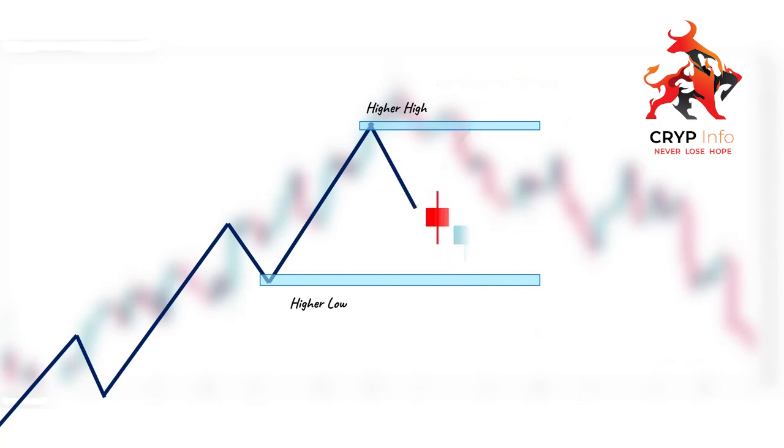The key point is that a break of structure is valid even if a shadow breaks above the previous structure level. But for a change of character, we certainly need a candlestick to break and close below the previous market structure. Now that we discussed the concepts of smart money, let us dive into one of its top strategies.